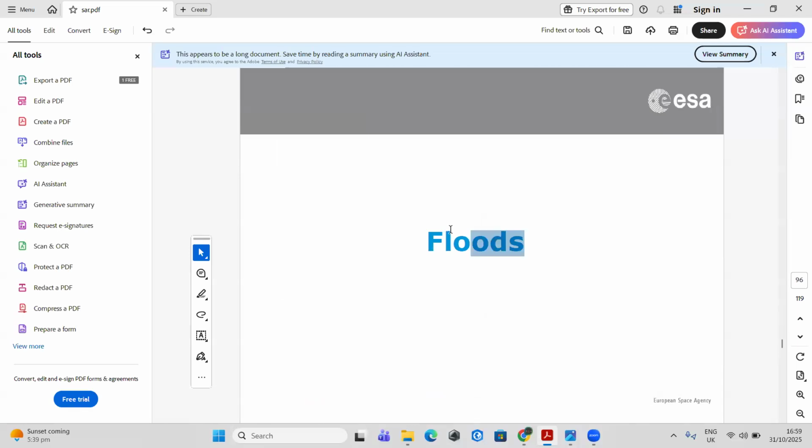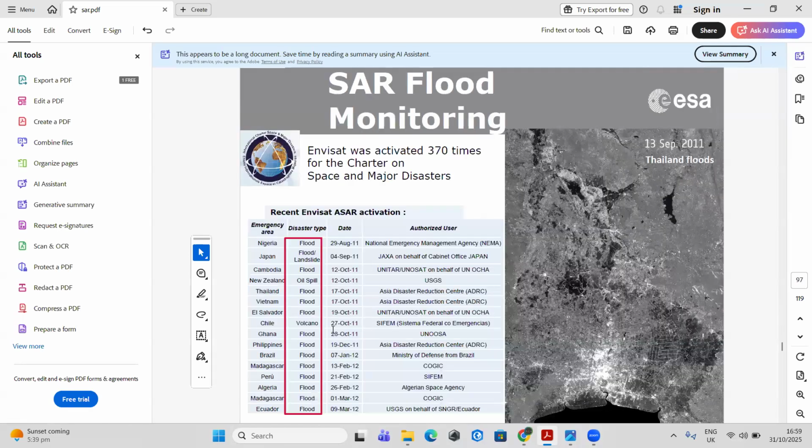So flood monitoring. SAR is very, very useful for urban flood monitoring. If you live in a city and you want to see the extent of flooding, SAR is very helpful. So this is a use case, like they used SAR in these countries when this happened. So this is one example.